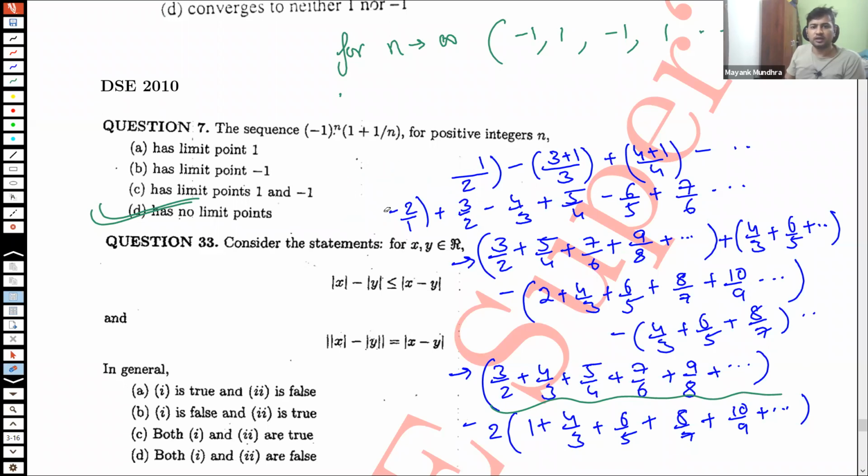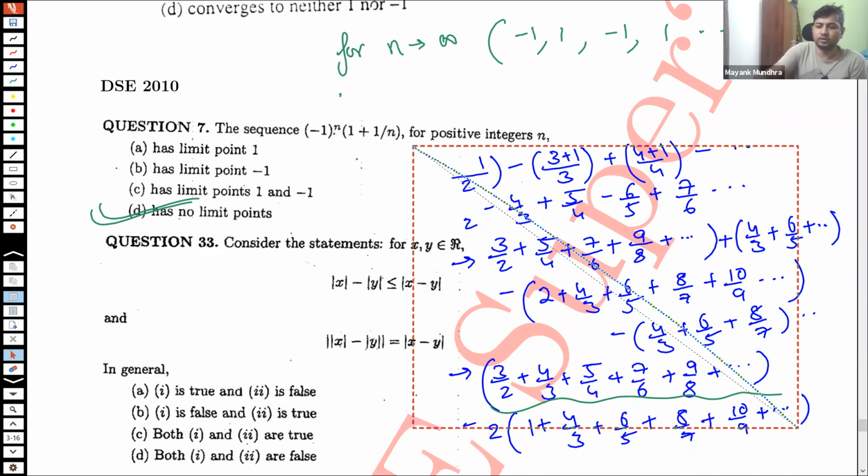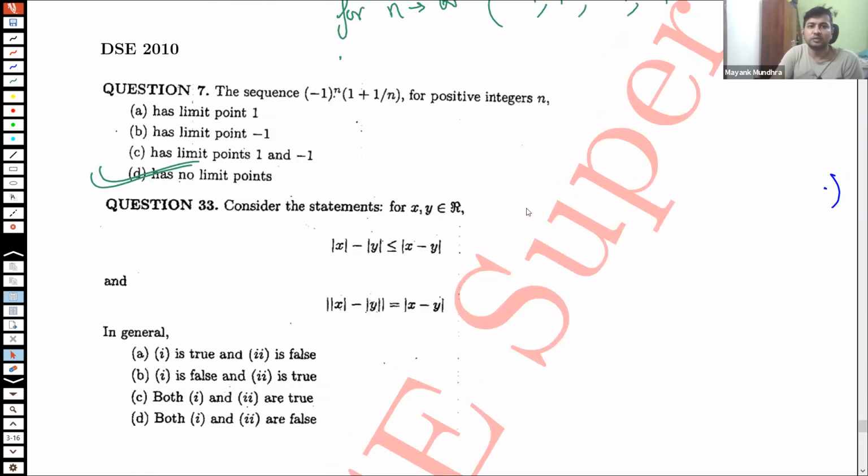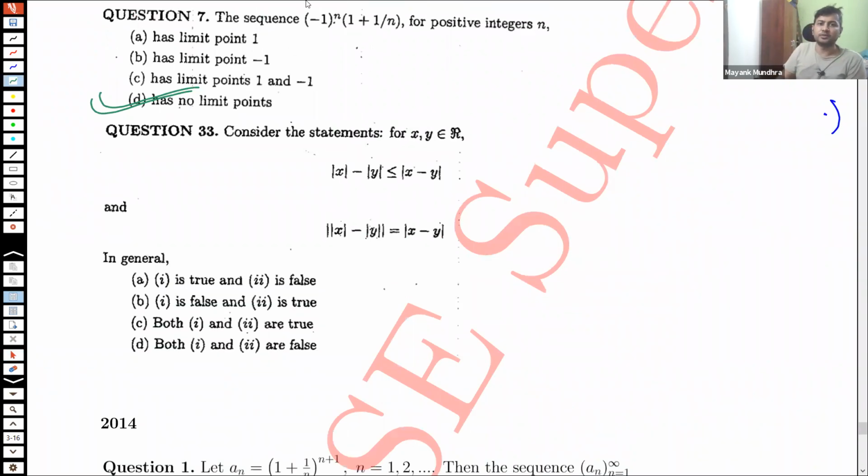Sorry, I don't know why I started doing addition of things. It's a sequence, so I should not have added it. Anyway, this is all wrong. So it has no limit points. It's another way of writing the sequence minus 1 to the power n. You add this 1 by n, but this 1 by n is going to 0 anyway, so it doesn't matter. Yeah, next.